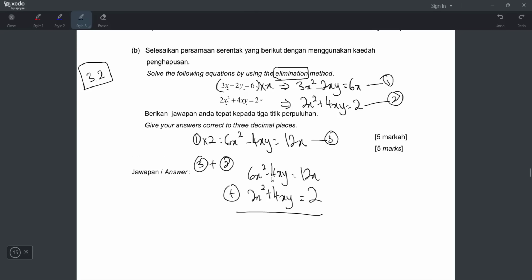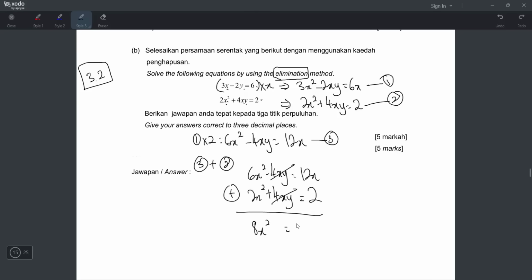Sebab kalau tolak, dia jadi negative 4 minus 4, dia jadi negative 8xy. So you tak hapus pun apa. Kalau you tolak, you tak hapuskan anything. So it's like you tak hapus pun. Kalau tambah baru dapat hapus. Negative 4xy tambah 4xy kosong lah. So tinggal dengan 6x square tambah 2x square tu 8x square.